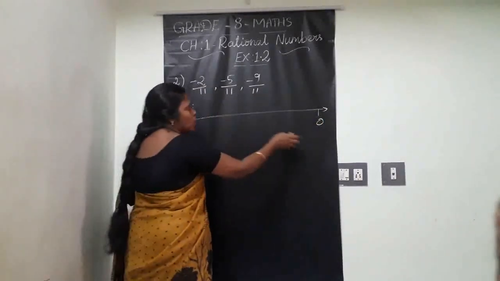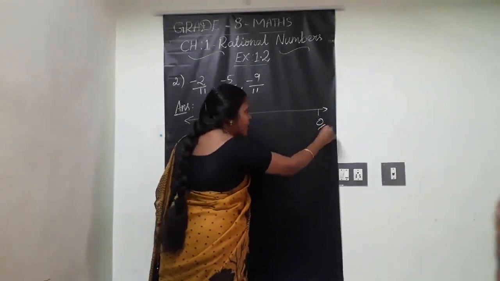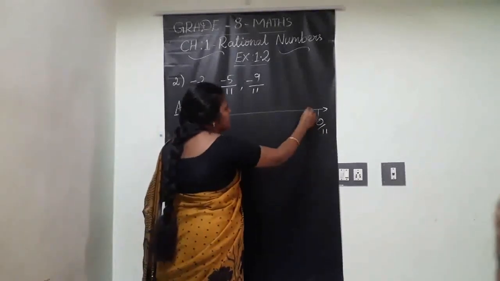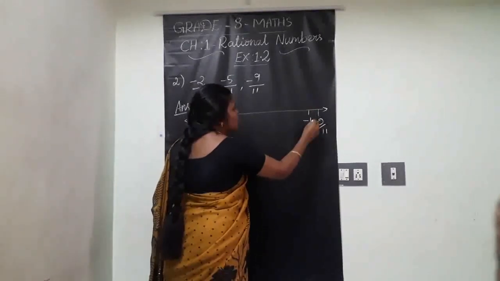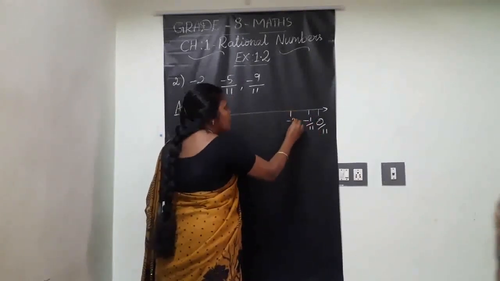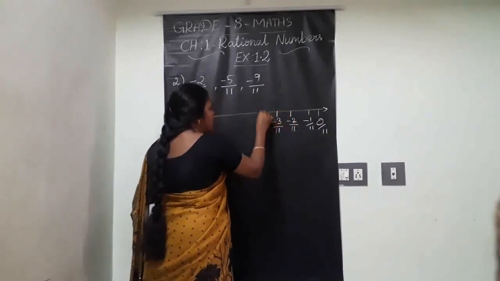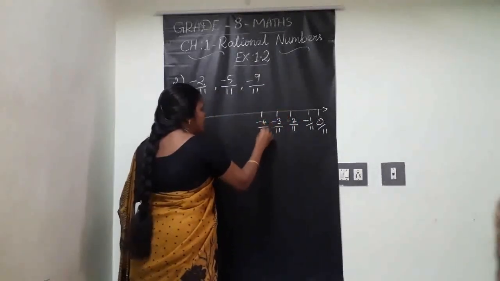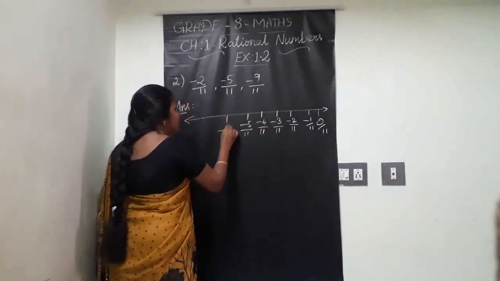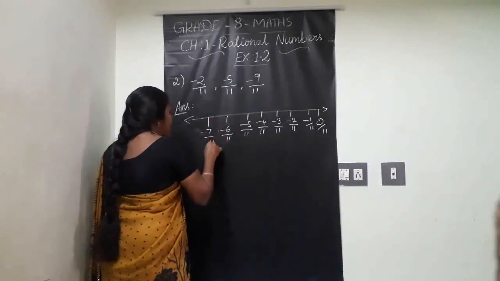Denominator 11, no. So the first 0 I am considering as 0 by 11. Clear? That means what comes on the left side? First piece, how comes? Minus 1 by 11. Clear children? Minus 2 by 11. Minus 3 by 11. Minus 4 by 11. Minus 5 by 11. Minus 6 by 11. Minus 7 by 11. Like that.